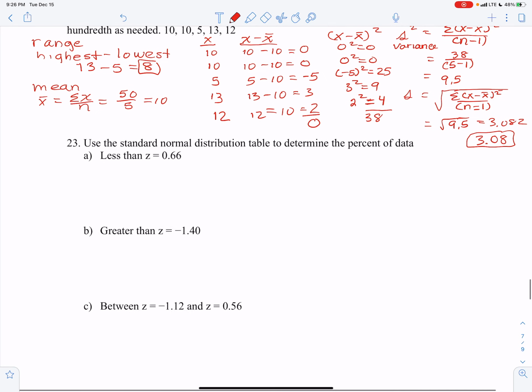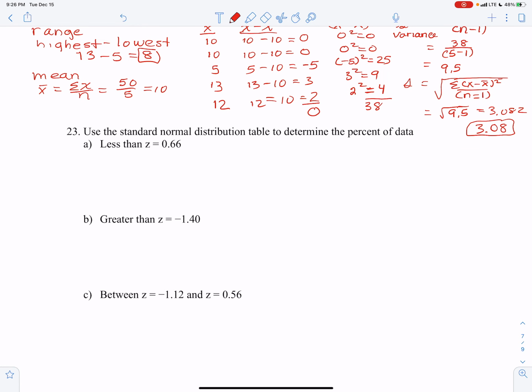I'm going to use the standard normal distribution table to determine the percent of data that is less than 0.66. So there's our normal curve. Now we make it standard by describing the data in terms of z-scores. So that 0.66, it's positive, so it'll be to the right of the mean. I want the area below this, or to the left of this.